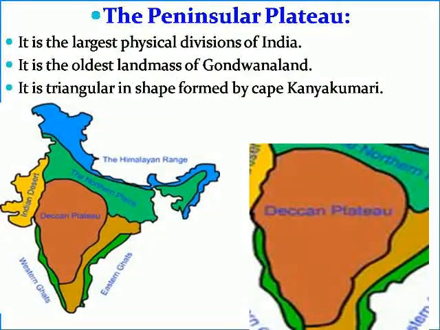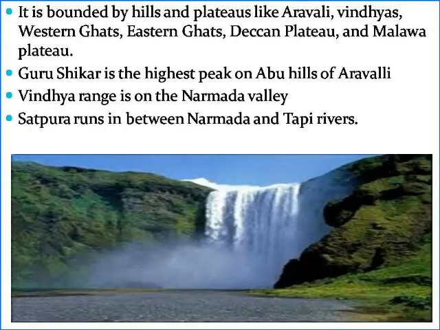The next one is the Peninsula Plateau. It is the largest physical division of India. It is the oldest land mass of Gondwana land. It is triangular in shape, formed by Cape Kanyakumari. It is bounded by hills and plateaus like Aravali, Vindhyas, Western Ghats, Eastern Ghats, Deccan Plateau and Malwa Plateau.